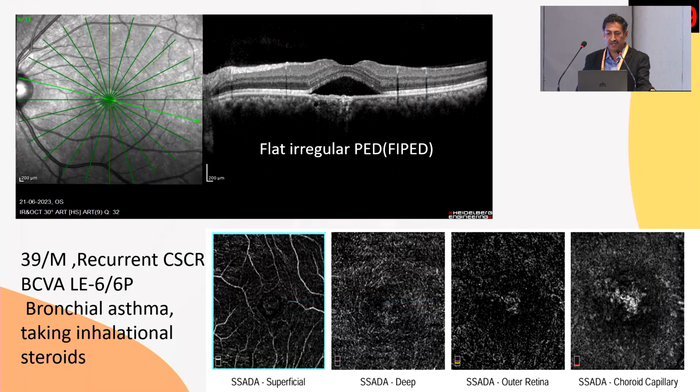So you can see there's a flat irregular PED. Usually Bruch's and RPE are seen as one layer, but if there is something growing in between them, it's a separation that is known as flat irregular pigment epithelial detachment that you can see here. So this was a 39-year-old male, recurrent CSCR, and OCTA was done.